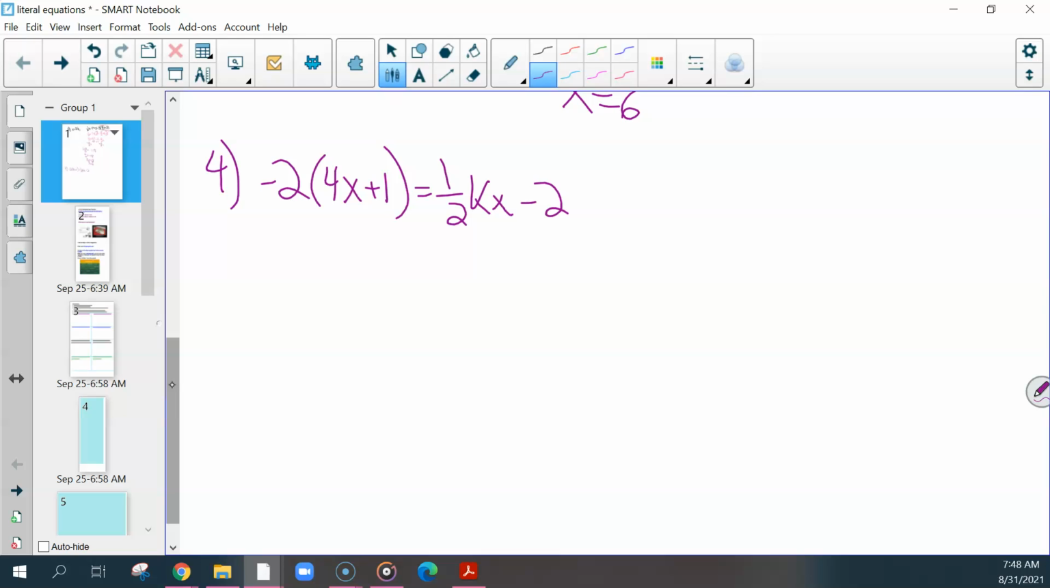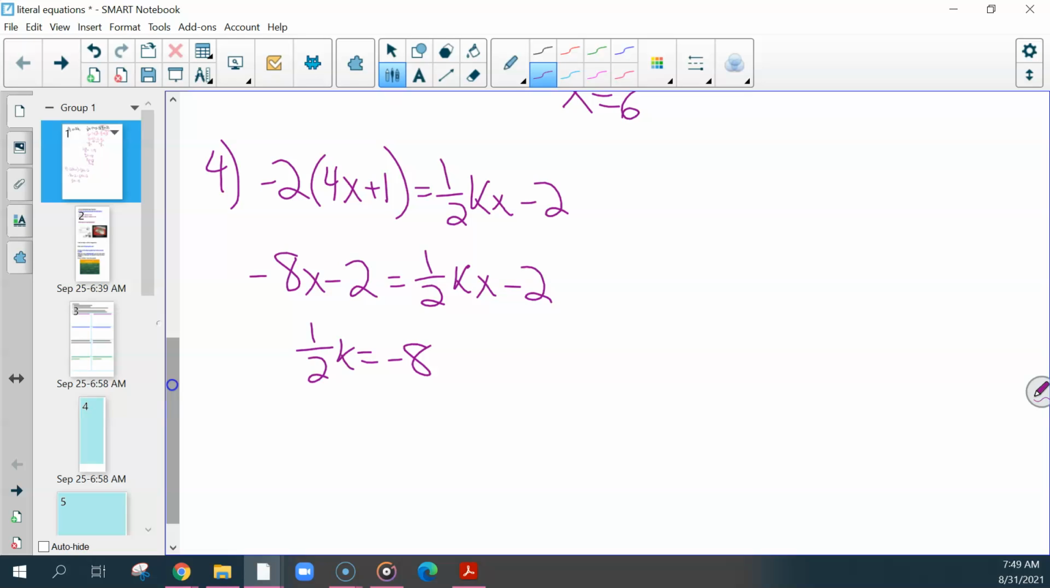Looking at it, it may be a little difficult to see, but what I started doing was I went ahead and distributed this side to see what this would look like. So I see that this is negative 8x minus 2. I have the negative 2s, those are the same. Remember, for infinitely many solutions, both sides have to be identical. Somehow I have to get 1/2 k equal to negative 8.